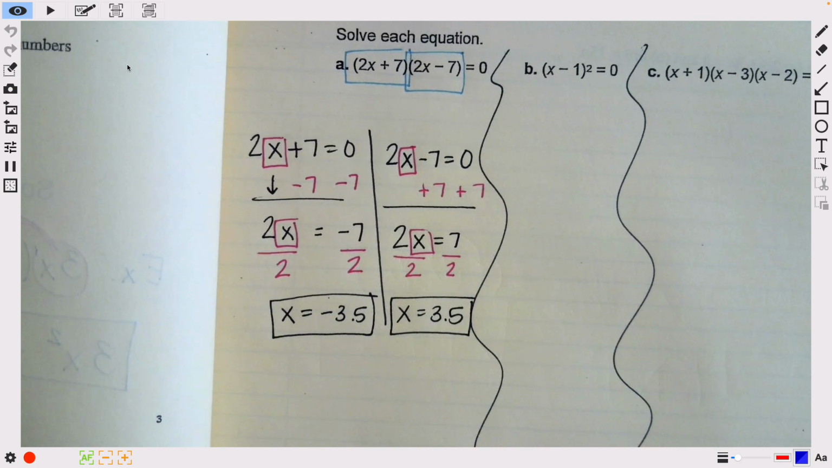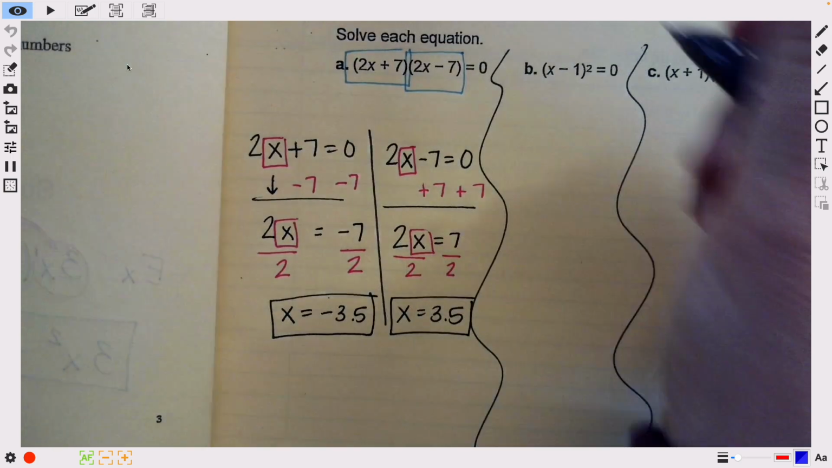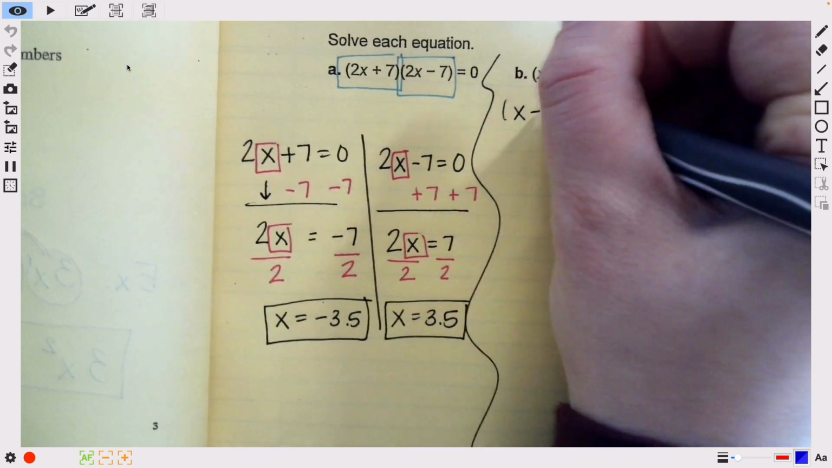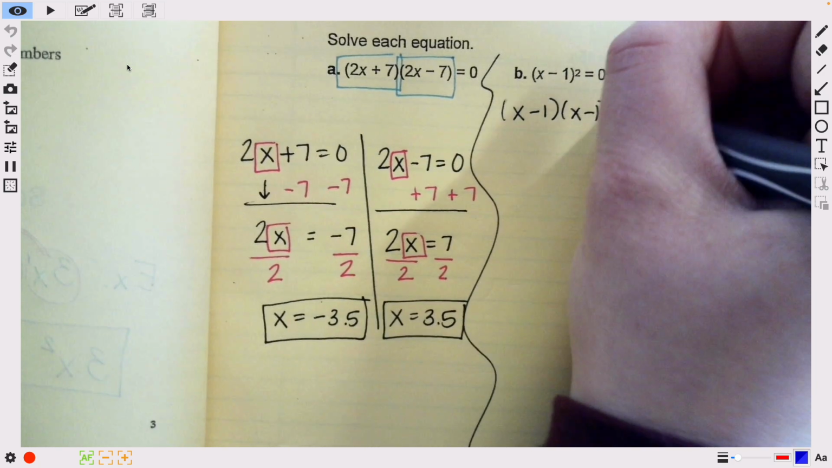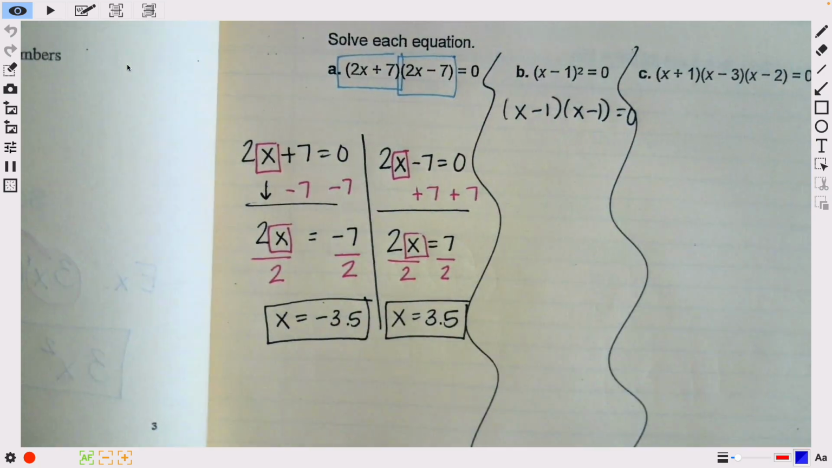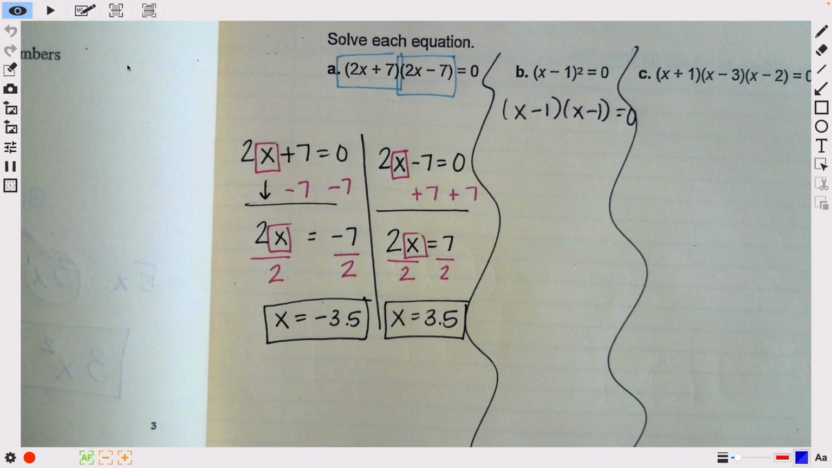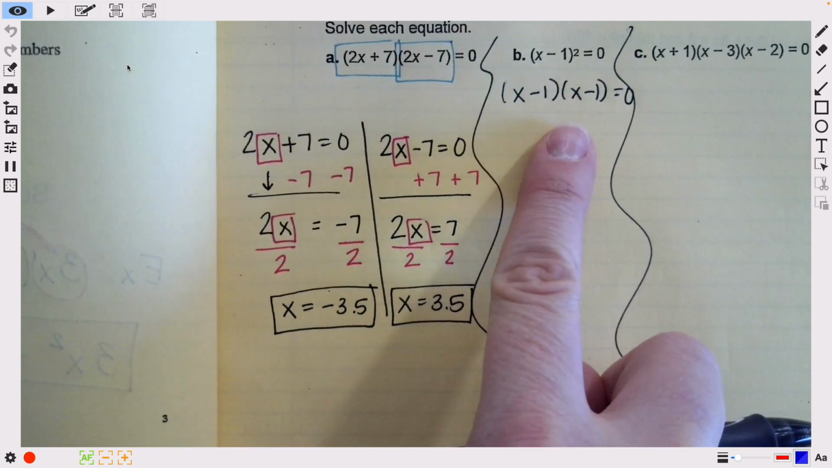B is an interesting one, right? It's just x minus 1 squared. So from yesterday's quiz and from the sections before that, remember that x minus 1 squared is the same as x minus 1 times x minus 1. So this technically has two factors. Okay, it has two factors.